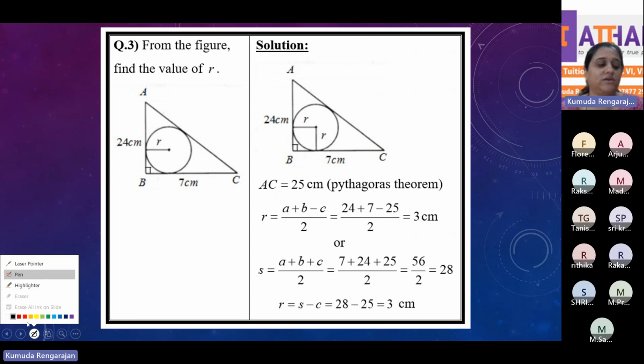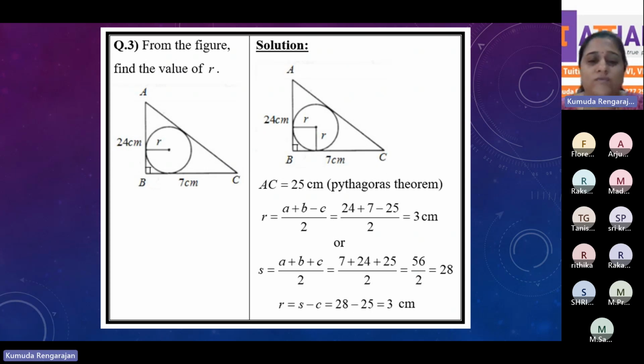So in this presentation, you will see I found the value of R only using the formula. Here you can see sum of the legs minus hypotenuse by 2, that formula. Or you can use this formula, semi-perimeter minus C. R is equal to S minus C. But for that, you'll have to find S, right? So I found 28 here. So 28 minus C. S is the semi-perimeter, A plus B plus C by 2. I've done it only using that formula.